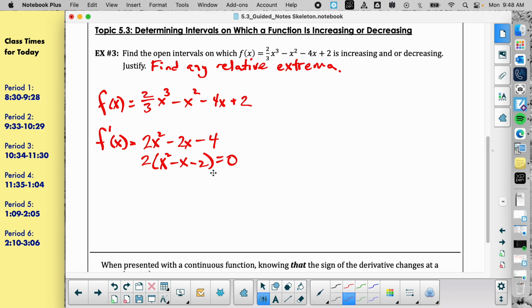Do I need to call on people for this? Are you pretty good at this part by now? Should I be worried about your factoring?